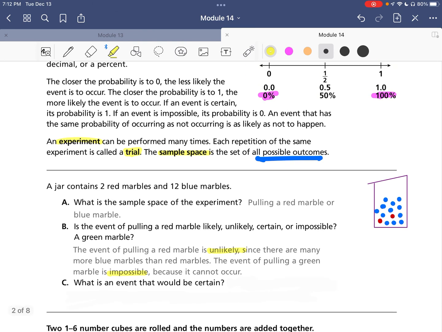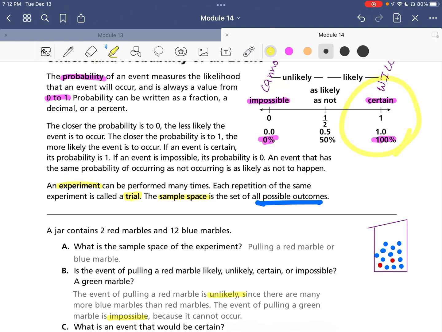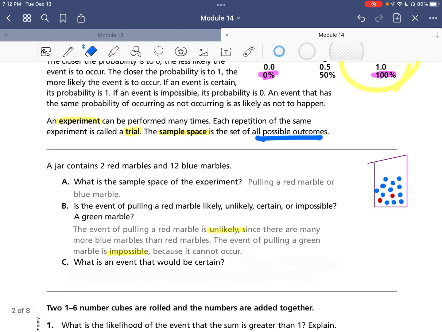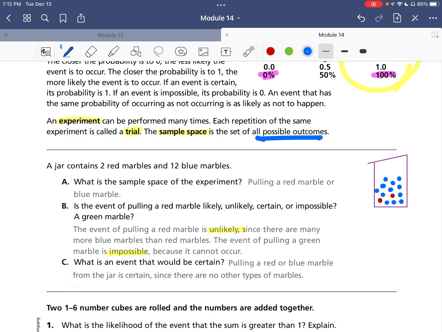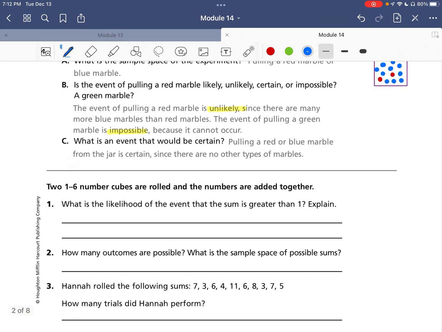And then what is an event that would be certain? So what is something that has that 100% certain outcome? That would be pulling a red or blue marble. There's a 100% chance that that will happen.